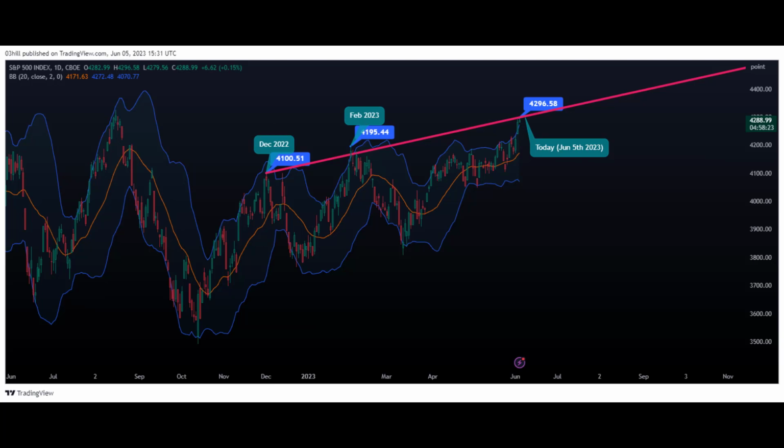If the price breaks above the upper band, it is considered a bullish signal. This breakout suggests that the price has moved beyond the normal range of volatility and indicates potential upward momentum. Traders often interpret this as a signal to go long or hold existing long positions. However, it's important to exercise caution and consider other factors in conjunction with the Bollinger Bands. A breakout above the upper band does not guarantee sustained upward movement.